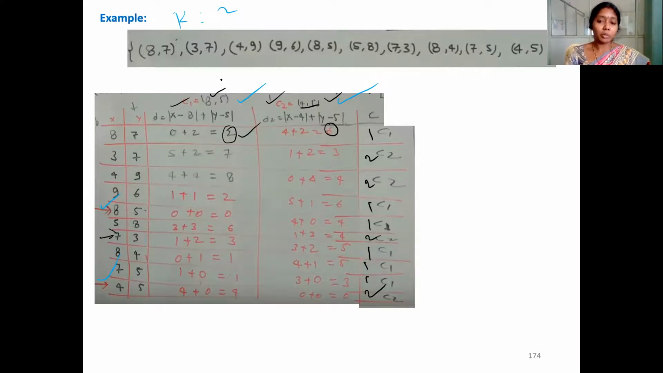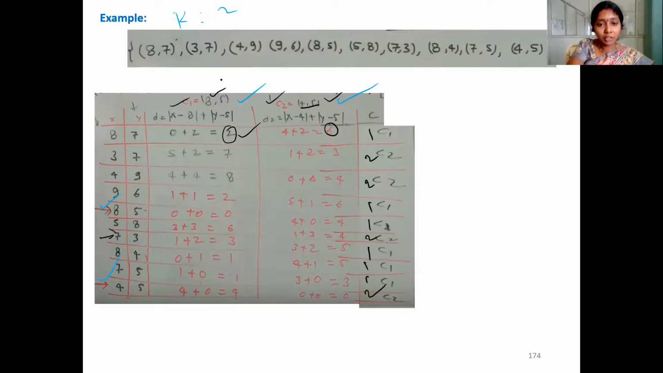After that, what do we need to do? After forming the clusters, before going for the next iteration, we need to find the cost of the clustering process. For this, we need to add the cost of cluster 1 plus the cost of cluster 2. For finding the cost of cluster 1, we need to add all the distances in cluster 1.